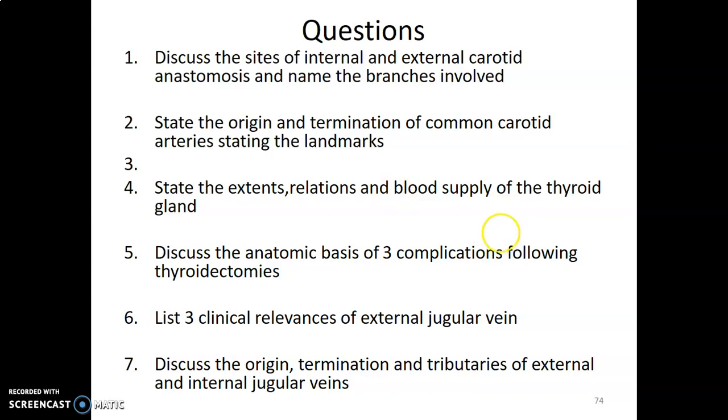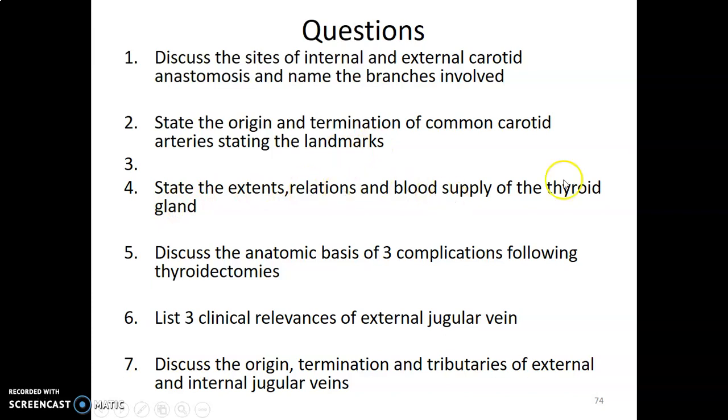So like in the nasal septum, the scalp, the medial angle of the eye, those are the sites for internal carotid artery and external carotid artery anastomosis, including the scalp. So you need to know which vessels. So you go back to those lecture videos because I have mentioned them. State the origin and termination of common carotid artery and state the landmarks. So you need to know that. Remember, common carotid at C4, C5 junction, it divides into external and internal carotid.